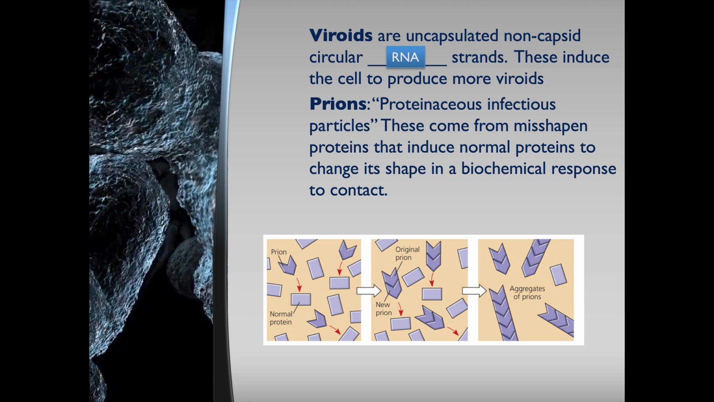Prions, or proteinaceous infectious particles, come from misshapen proteins that induce normal proteins to change their shape in a biochemical response to contact. So if we look at our little diagram here, we have a normal protein, and this protein is called a prion. All the prion has to do is come into contact with that normal protein and change it into another prion, which will trigger a chain reaction every time a new protein is touched, forming aggregates of prions. We see this in mad cow disease and Creutzfeldt-Jakob disease.